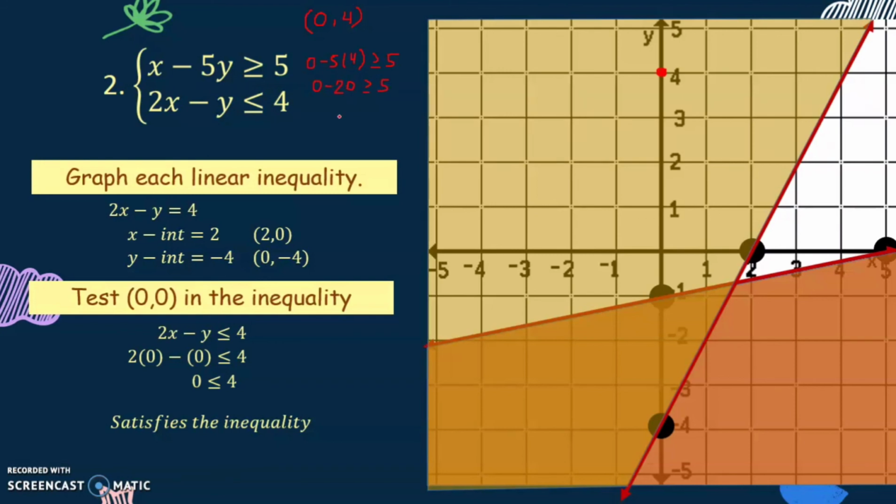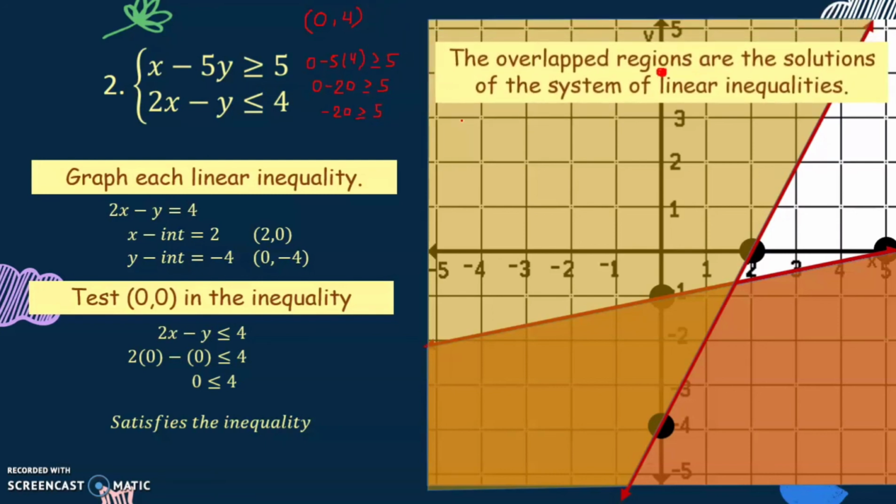0 minus 20 is negative 20. It's greater than or equal to 5. So ask yourself, is negative 20 greater than or equal to 5? No, it means 0, 4 doesn't satisfy the first inequality. And therefore, 0, 4 is not a solution of the system of linear inequalities. So that is the graph of the given system of linear inequalities.